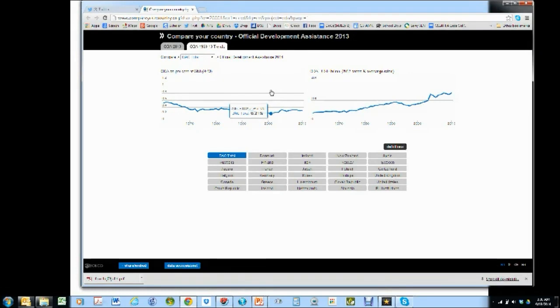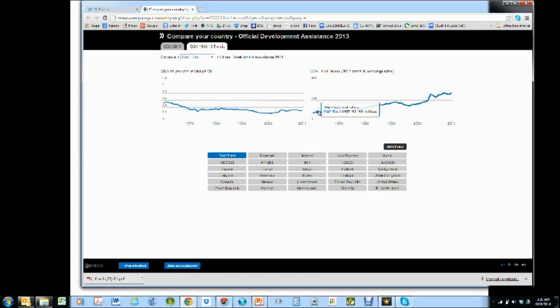This is Compare Your Country, looking at the DAC total 1960 to 2013, official development assistance by different countries, as a percent of GDP or GNP. You remember there's been a commitment to get development assistance to 0.7% of GDP. Quite clearly, it hasn't happened in the OECD countries. The closest it ever came was in 1961, and since then it's fallen. So as of 2013, the development assistance total was 0.3% of GDP.